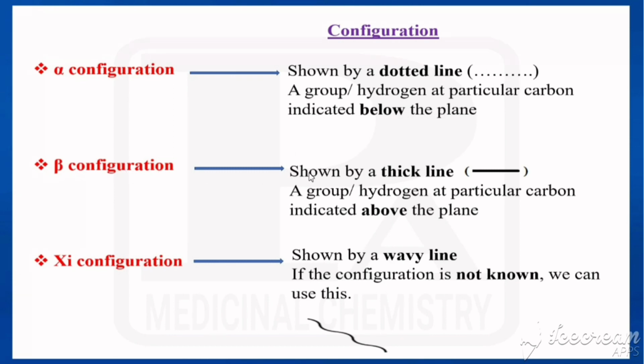What is beta configuration? That can be shown by means of a thick line. Here the group would be attached above the nucleus or above the plane. If we have not known whether that would be alpha or beta, at that time we have to write this one, that is psi configuration. How is it represented? That is represented by means of a wavy line like this.